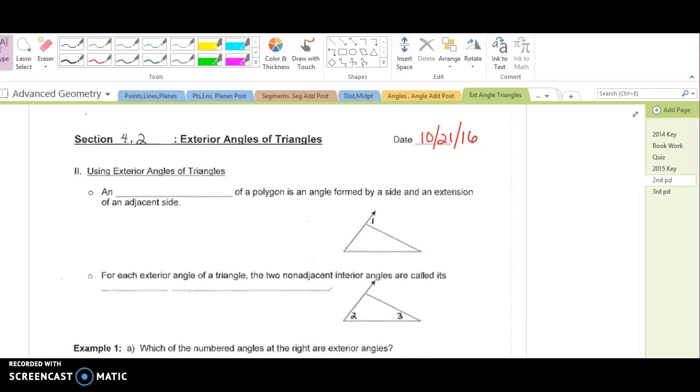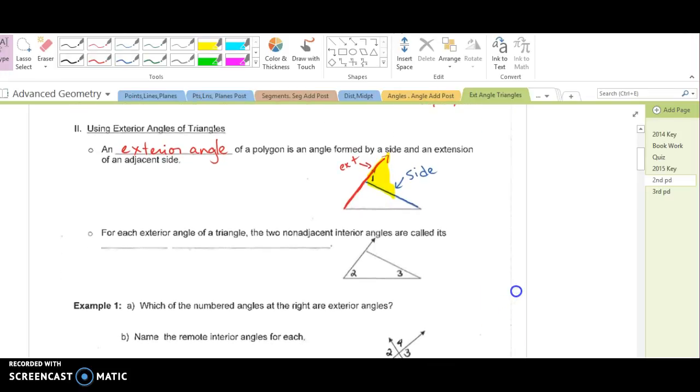So first of all, what is an exterior angle? An exterior angle of any polygon, it doesn't necessarily have to be a triangle, is when you have one of the sides of your figure and you extend out the side. The extension of the side goes out from the figure, and that angle is formed by that extension and a side of your figure, of your triangle in this case. So it's this angle in here. Okay, so that's our exterior angle.